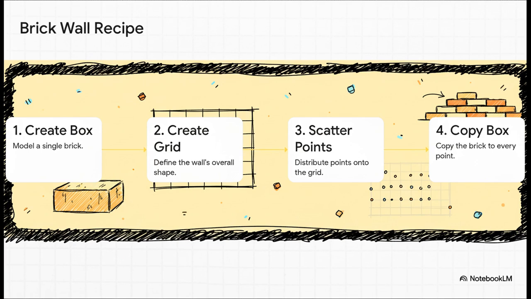Okay, let's make this real. How would you build a brick wall with one of these recipes? It's simple. First, you create just one box. That's your brick. Then you make a flat grid. That's the shape of your wall. Next, you just scatter a bunch of points all over that grid. And finally, you tell Houdini, hey, see that brick from step 1? Copy it onto every single one of those points. And boom, 4 easy steps.